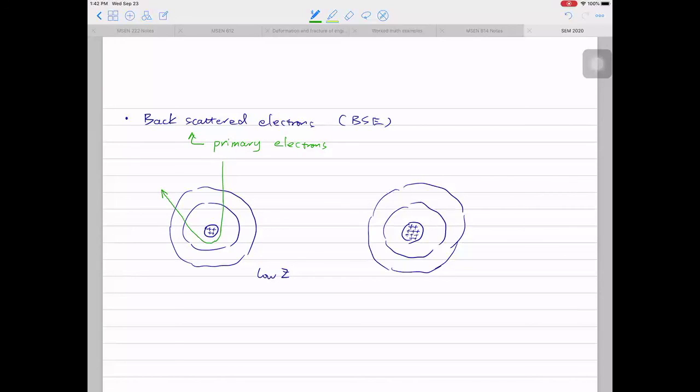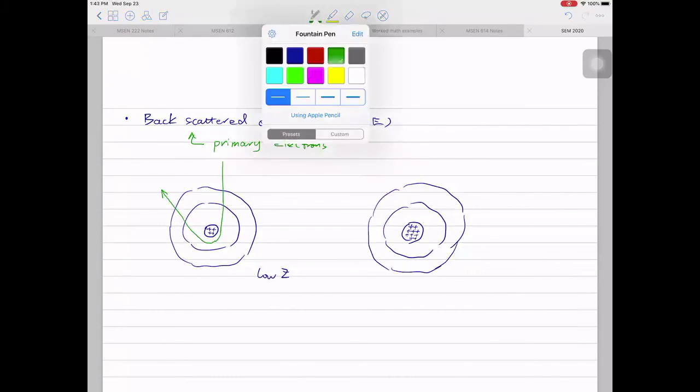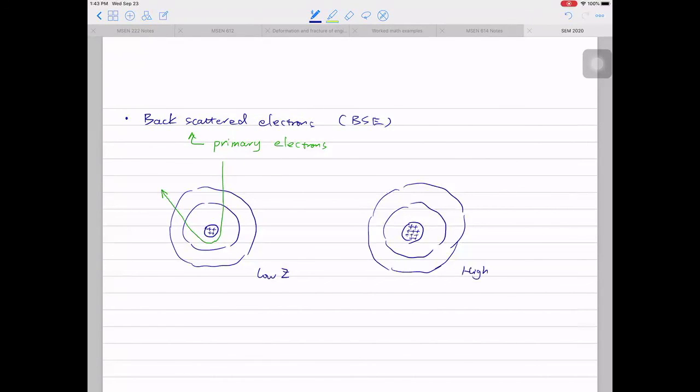But the angle is fairly, let me think about how to describe it. Should I say small or large? Like it's coming back. But in the high Z case, when we have the incoming electron, because the Coulombic force is so strong, it will be able to swing it kind of all the way back. So that's the difference when we have a low Z material and when we have a high Z material.